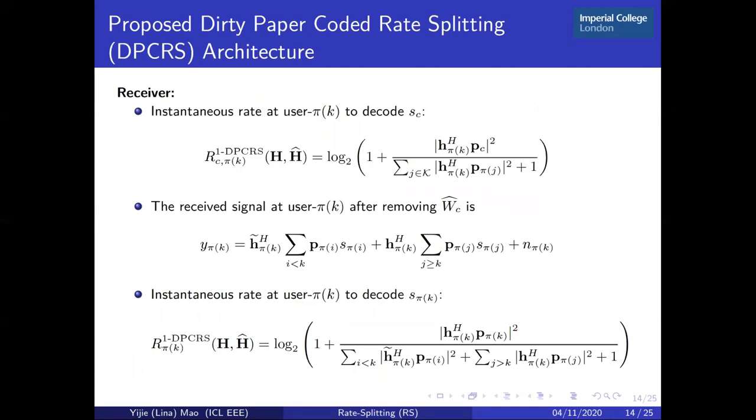As DPC is employed at the transmitter based on the channel estimate, H hat, there is residual interference from users encoded before user pi k due to the channel estimation error. So due to CSIT inaccuracy, the instantaneous rate at user pi k to decode the private string is illustrated here.